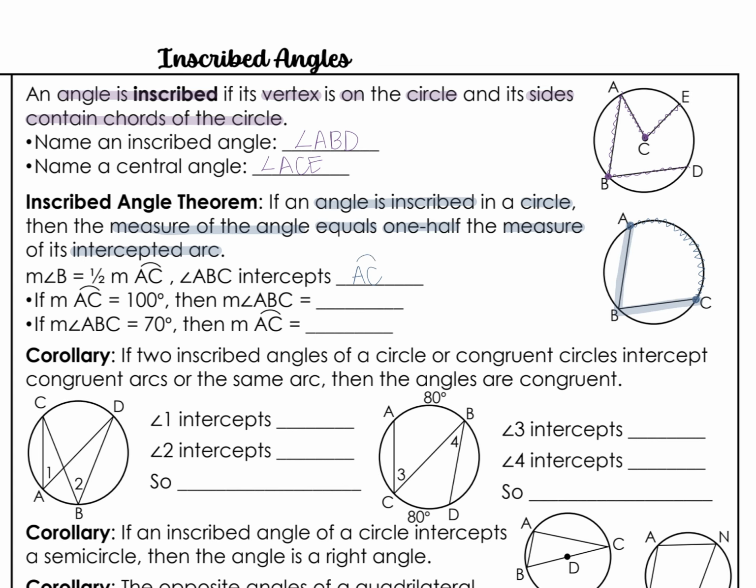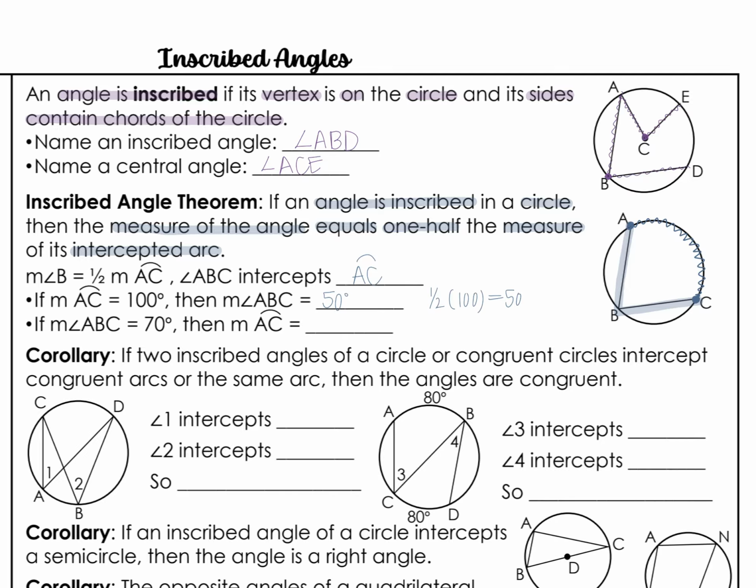Then we're giving an example here: if the measure of my arc AC is 100 degrees, then in order to find the measure of the inscribed angle ABC, we would just take half of that. So we would take 1/2 of that 100 to get 50 degrees. Now I'm going to erase that because for this next one, they gave us a different number to deal with.